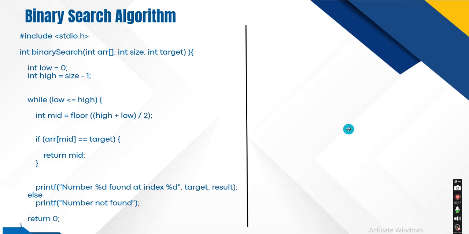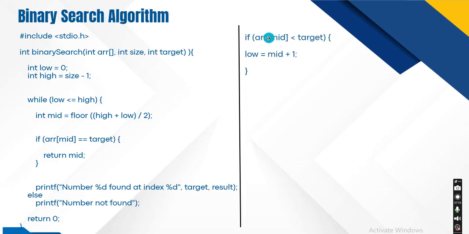But else, if that is not working, what do we do? We call another if statement, similar to what we have here, and we say if array of mid is less than target. Let's imagine our target to be 7, and array of mid was 4. So if 4 is less than 7, is that condition true? That condition is true. What should happen? Low should be equal to mid plus 1.